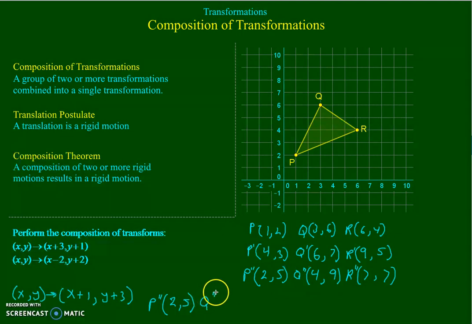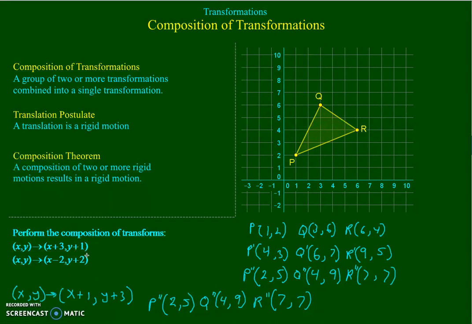Our Q double prime, 3 plus 1 is 4, 6 plus 3 is 9, which is the same as that. And our R double prime would have been 6 plus 1, which is 7, 4 plus 3, which is 7, the same as that. So when you're dealing with the composition of translations, you can make the choice whether you want to do them individually or in aggregate.